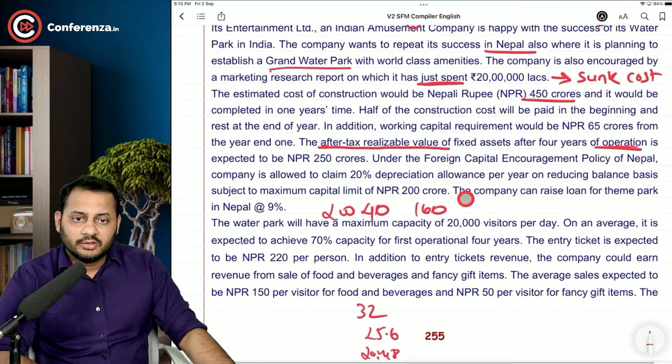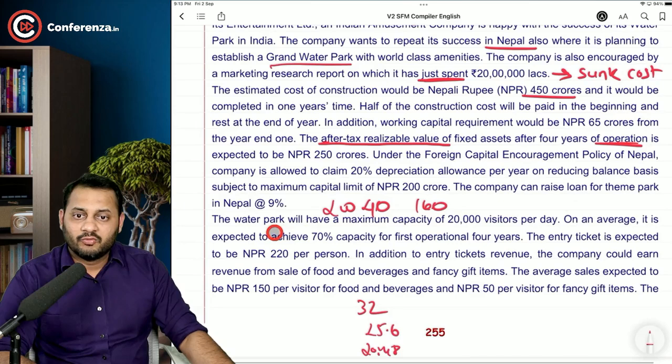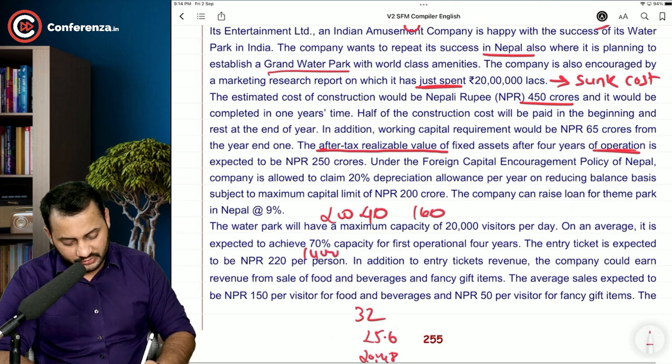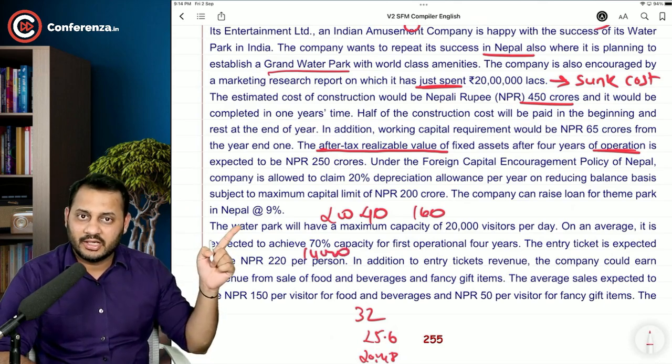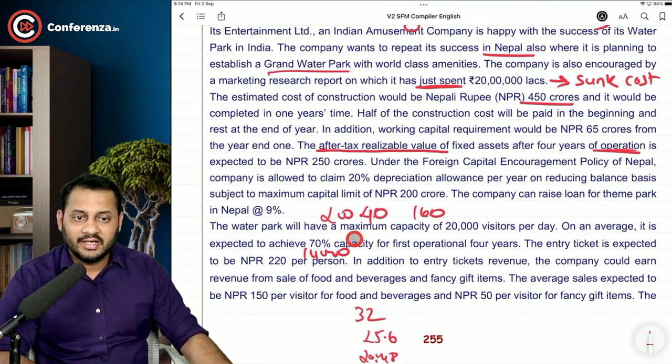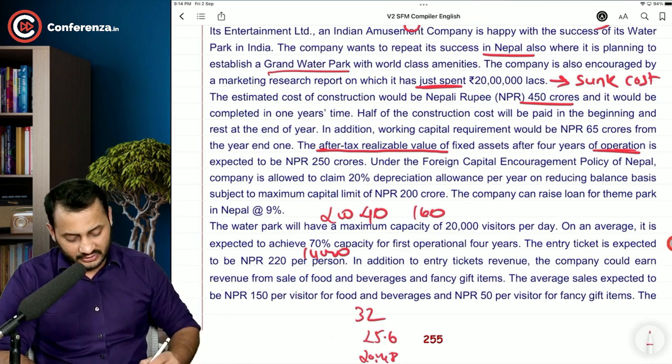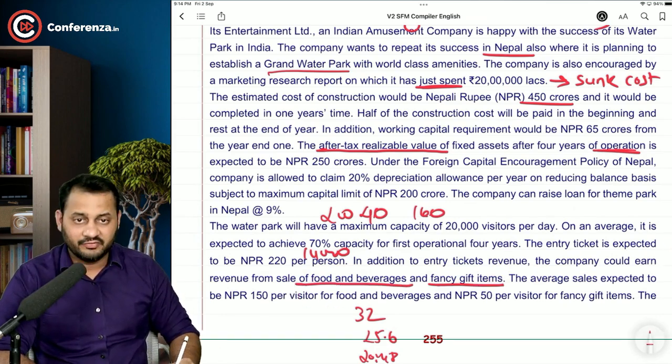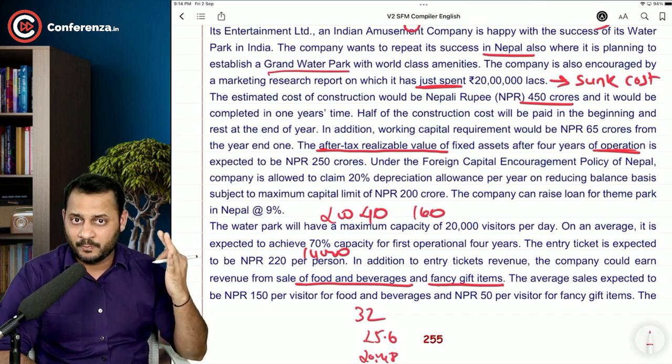Now, the company can raise the loan for theme park in Nepal at 9%. The water park will have a maximum capacity of 20,000 visitors per day. On an average, it is expected to achieve 70% capacity for its operational 4 years. That means 14,000. 20,000 is the total capacity. Out of that, 70% will be achieved on an average for all the 4 years. The entry ticket is expected to be Nepali rupee 220 per person. In addition to the entry ticket, the company could earn revenue from sale of food and beverages and fancy gift items. So there are 3 sources of revenue.